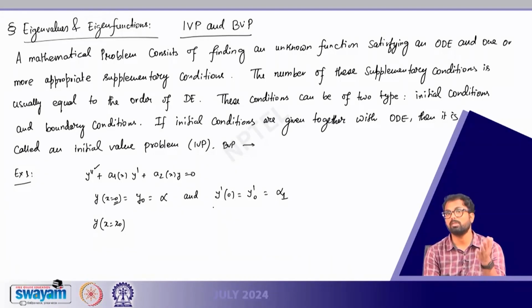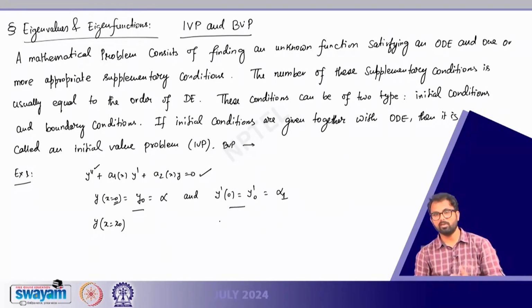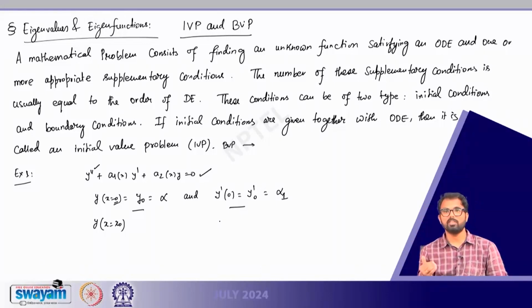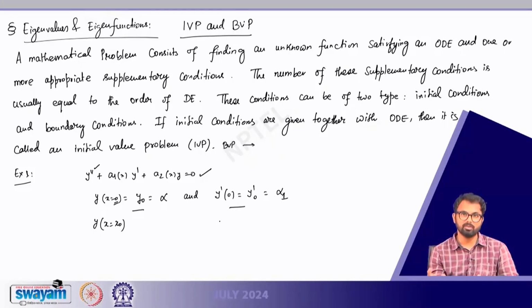So, with the help of which you can determine 2 arbitrary constants, and that will give you the unique solution, the solution that actually satisfies this ordinary differential equation and these 2 initial conditions. Otherwise, when you are solving an ODE, you will get a family of curves or a family of functions which actually satisfies that given differential equation.